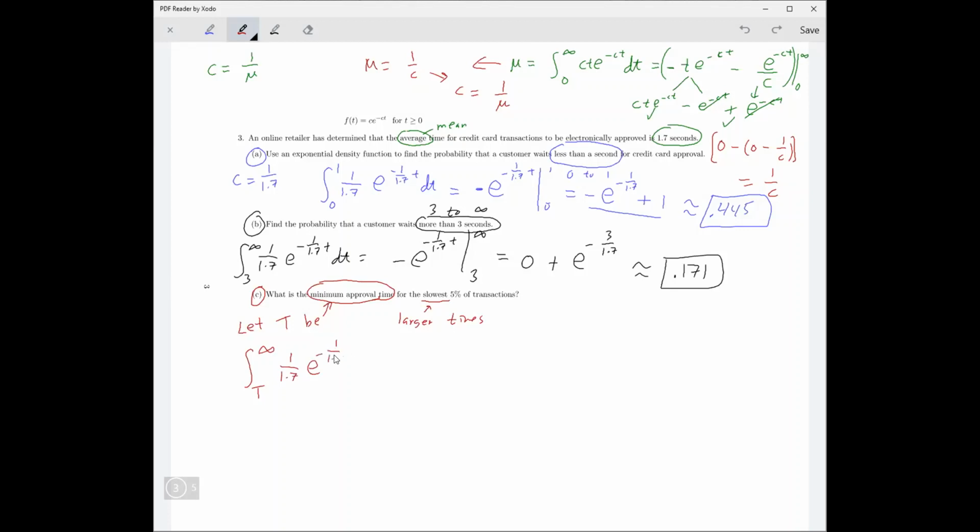you integrate our probability density function from t to infinity, then you'll get 0.05 if t is the cutoff point. Okay, so then t to infinity is going to be 0.05. So basically, this is saying the probability that the time is between t and infinity equals 0.05. Those are the slowest 5% of times.